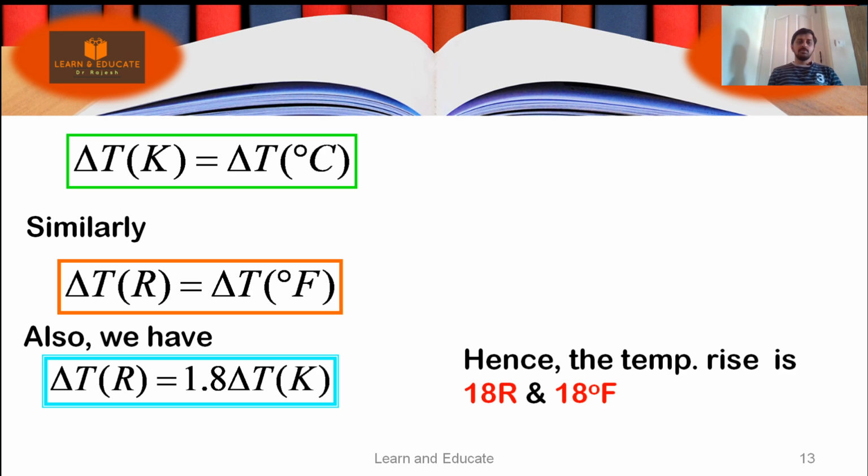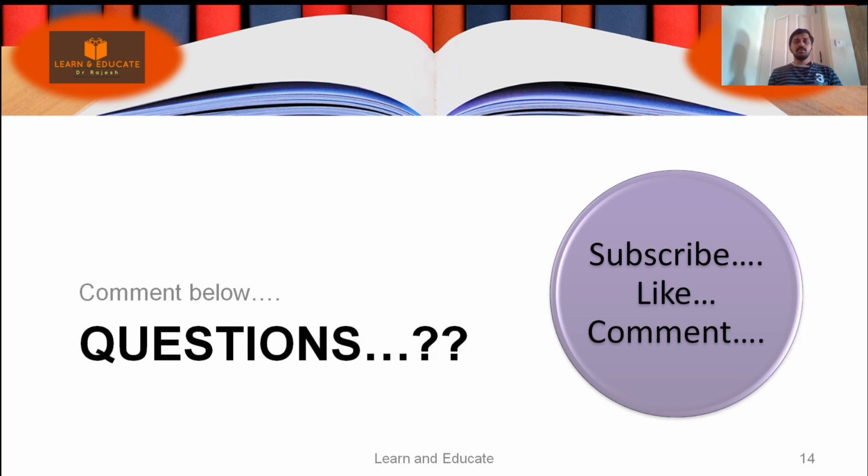Got it? So, through this example, we have concluded these three results. Delta T in Kelvin is equal to delta T in degree Celsius, delta T in Rankine is equal to delta T in degree Fahrenheit. Also, we have delta T in Rankine is equal to 1.8 times delta T in Kelvin. Absolute scale relations. Fine. I hope it is clear.